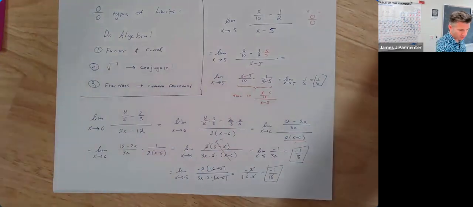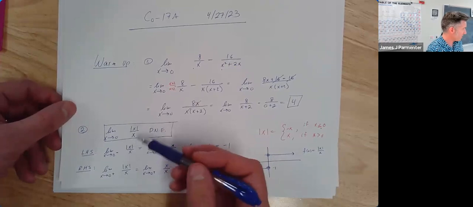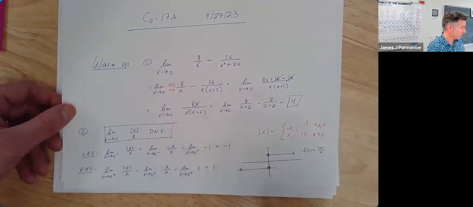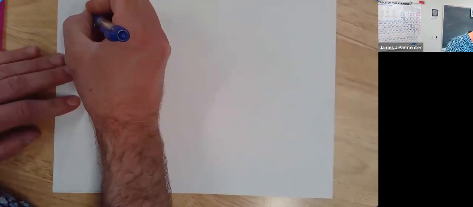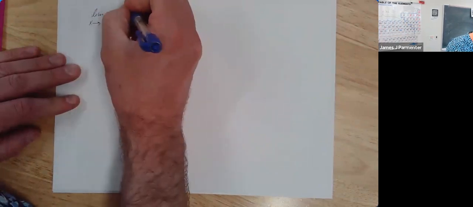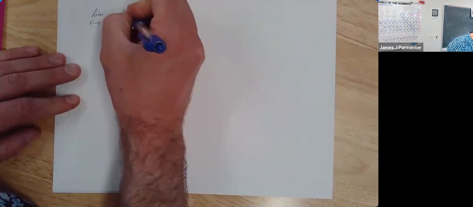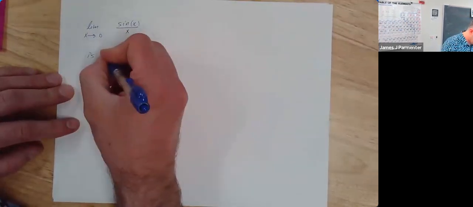So these are most of the 0 over 0 types of limits. Although I guess we did see one earlier today, right? This was also a 0 over 0 where we didn't really do algebra. We used the fact that this was a piecewise function to kind of look at it from both sides. But now there's another type of 0 over 0 limit. This one, the limit as x approaches 0 of sine of x over x is a very special 0 over 0 limit.